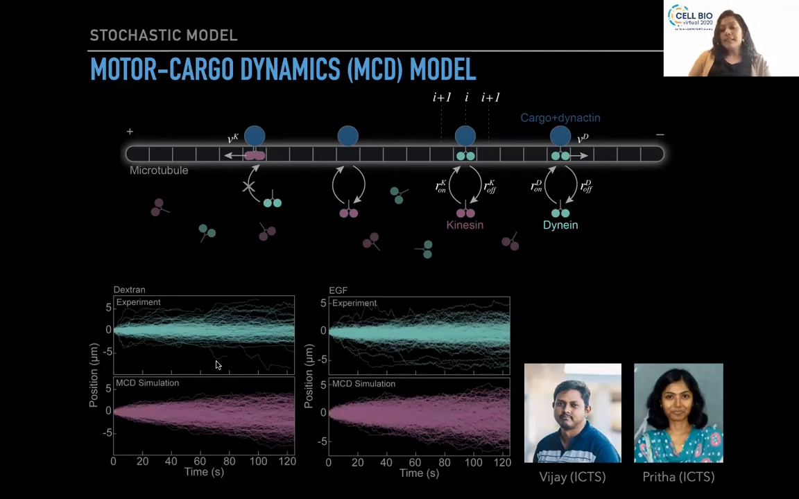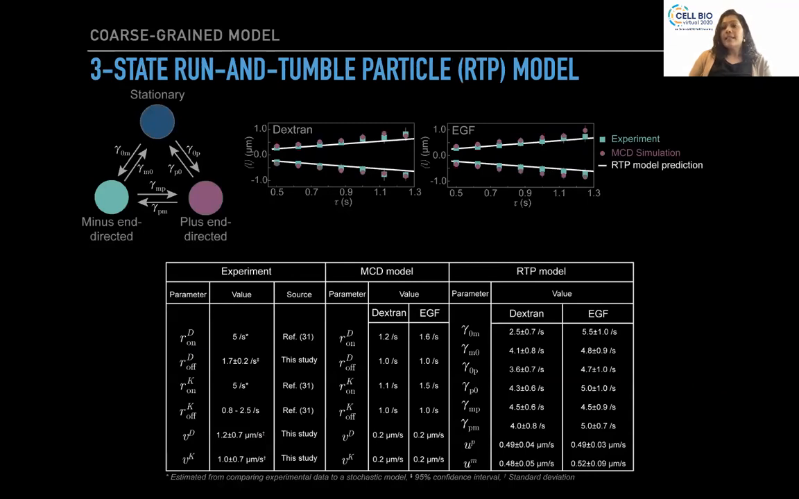And we used these trajectories of cargo in a coarse-grained 3-state run-and-tumble particle model, which is accurately able to predict emergent cargo behavior, as is shown in these plots. So essentially what we've shown here is that with data taken from our experiments, we've used them in this MCD stochastic model.